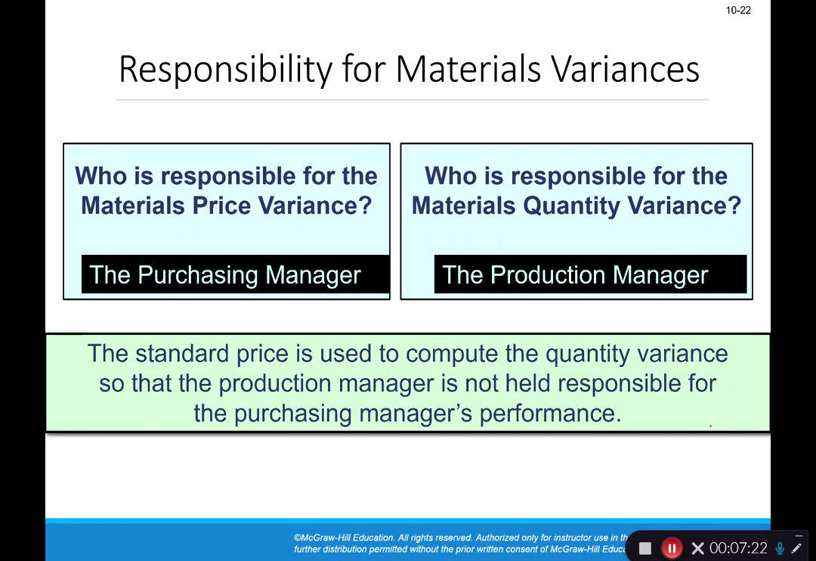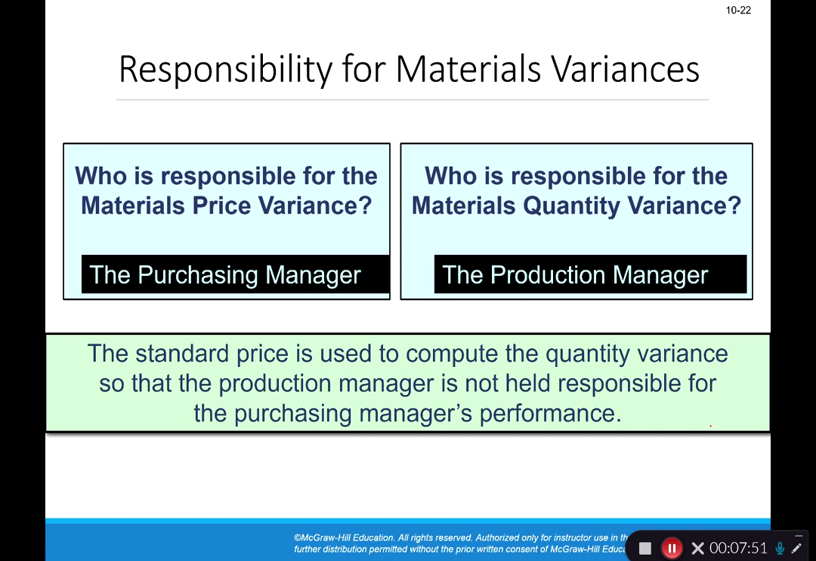Why do we need to break down the variances? Well, because the person who's responsible for the different variances is different. So for the price variance, the purchasing manager is the one that controls that because they're the ones that negotiate pricing upon the purchase of the goods. The quantity variance, on the other hand, is the production manager's job. They're the ones overseeing the production of the product and making sure their employees are utilizing the materials efficiently.